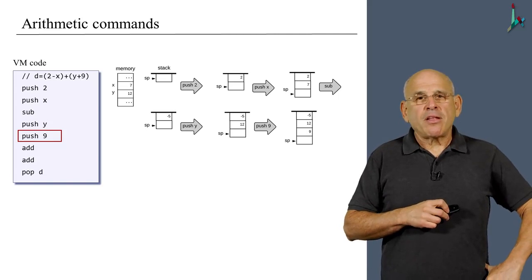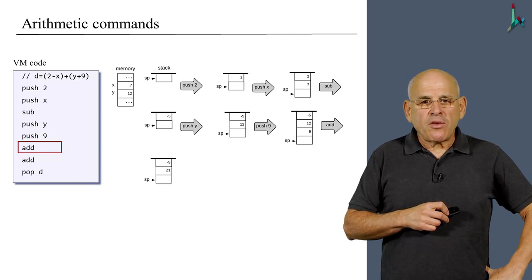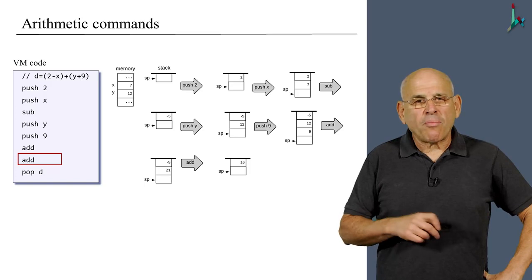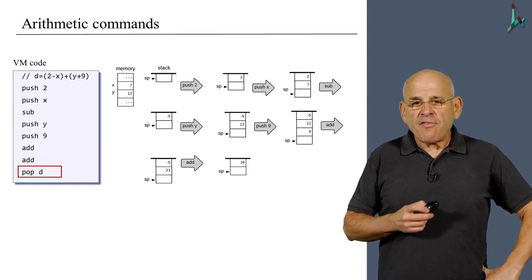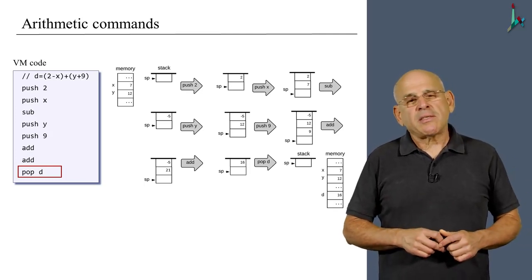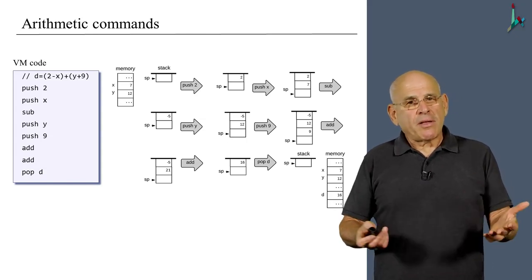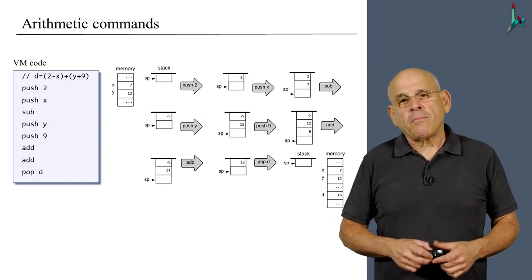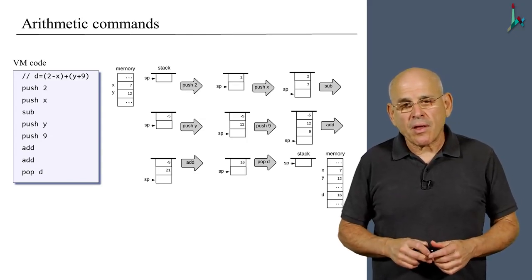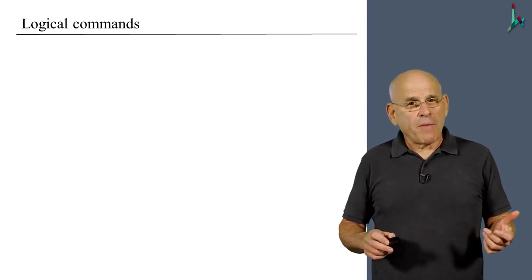We then add up the 2 topmost values, and we get, I think, 21. Then we do another addition, and we get -4 plus 21, which gives us 16. And finally, we pop the result into D, and we get a new variable D, which contains the value of this computation. So what we saw here is a typical sequence of stack machine commands executing and achieving some useful value.